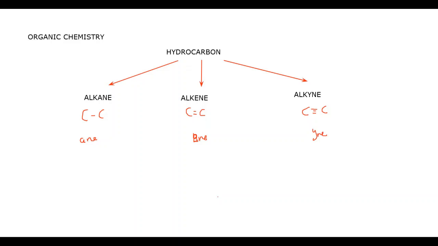Then these hydrocarbons can be straight chain, branched, or cyclic. These are the classification in terms of bond, but in terms of chain, it can refer to straight chain, branched, or cyclic.